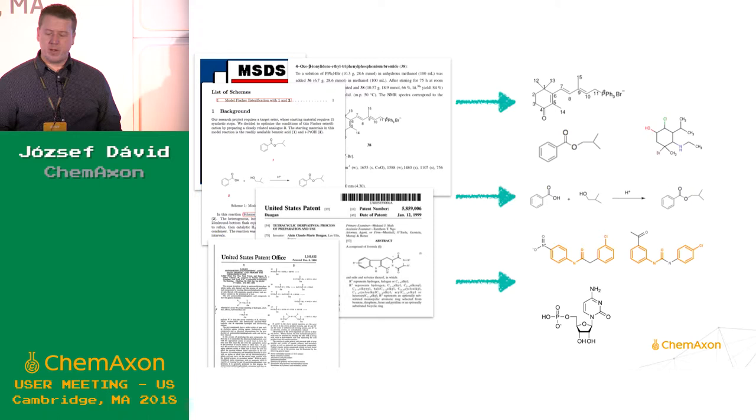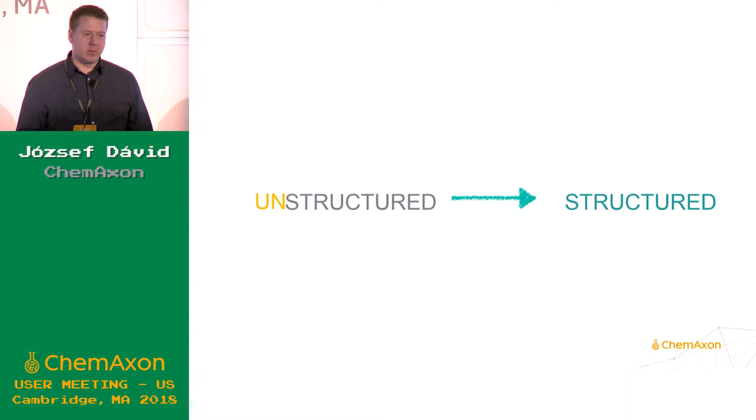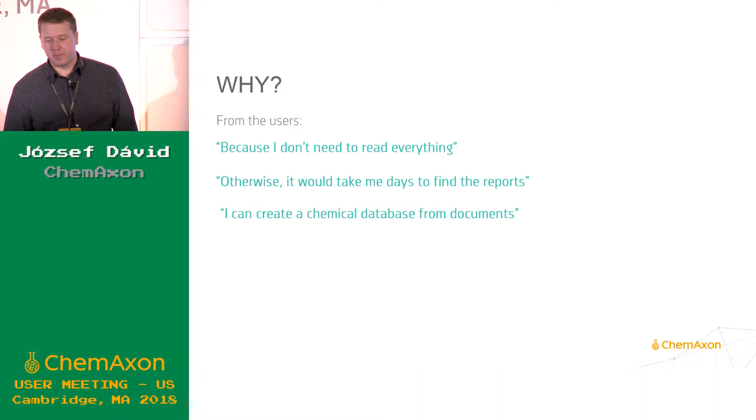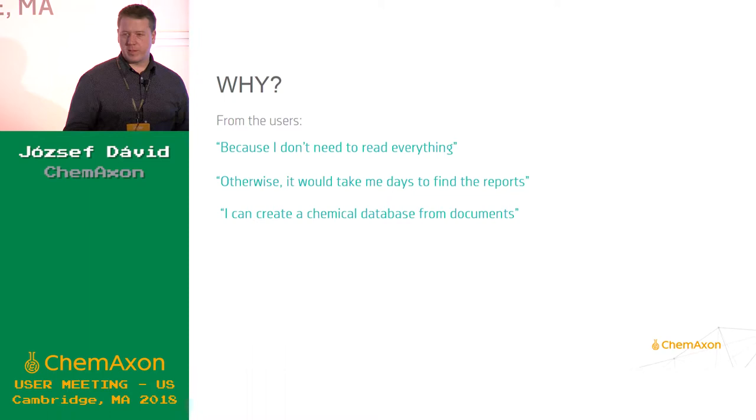But we can even take it to a more abstract level. What we really do in ChemLocator is convert unstructured data to structured information or structured knowledge, as you wish. But why do we do this? The answer is not that it's scientific. We do it because we don't have time. That's the only reason. We don't have time to read documents the whole day on a regular basis. That's why we need something which does this dirty job for us. So we need something which can extract the relevant and valuable data from documents.